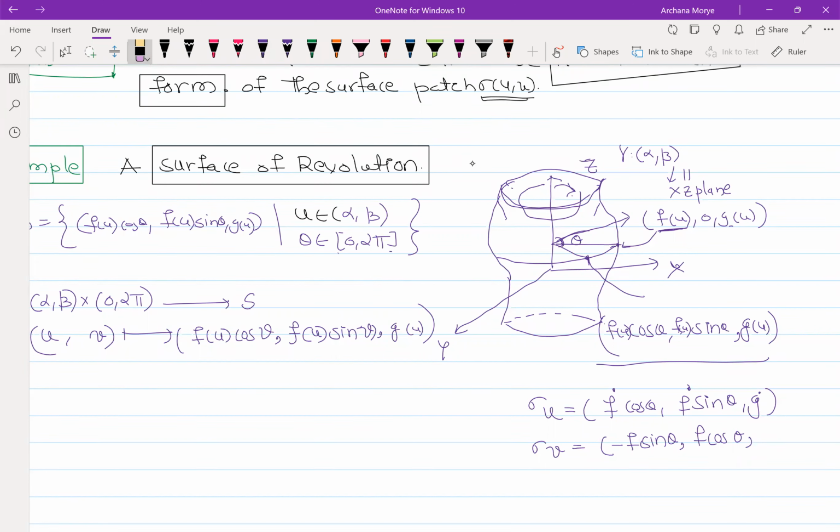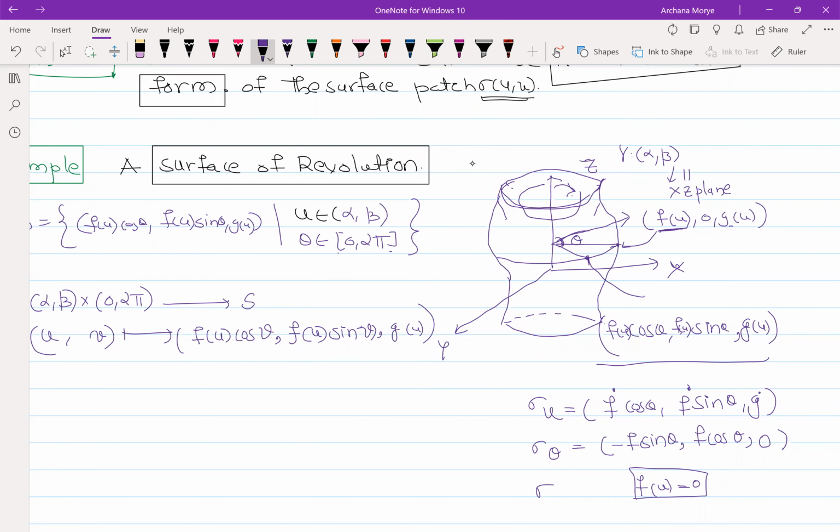Sorry, let me write theta here, and when we write it on this side, we will write it as v. And the last one will be 0, right? Now if you want to check whether they are linearly independent, suppose f becomes 0, then you will be in trouble, right?